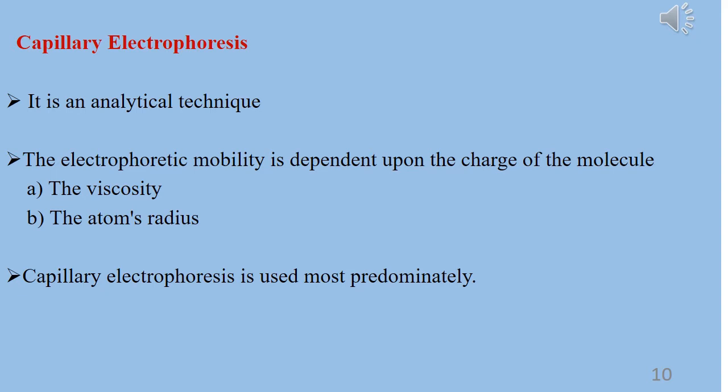Neutral species are not affected; only ions move with the electric field. If two ions are of the same size, the one with greater charge will move the fastest. For ions of the same charge, the smaller particle has less friction and an overall faster migration rate. Capillary electrophoresis is used most predominantly because it gives faster results and provides high resolution separation. It is a useful technique because a large range of detection methods are available.